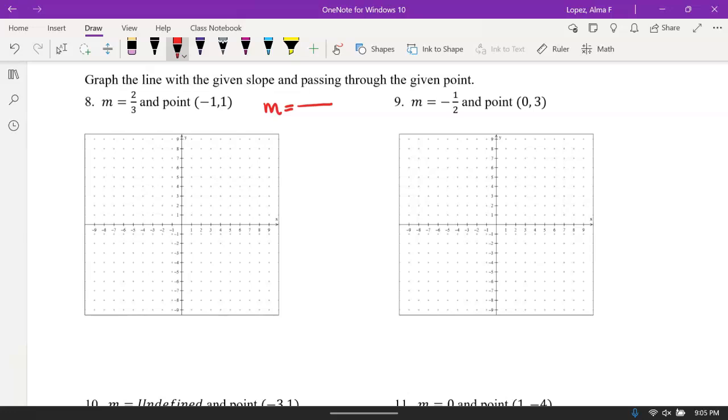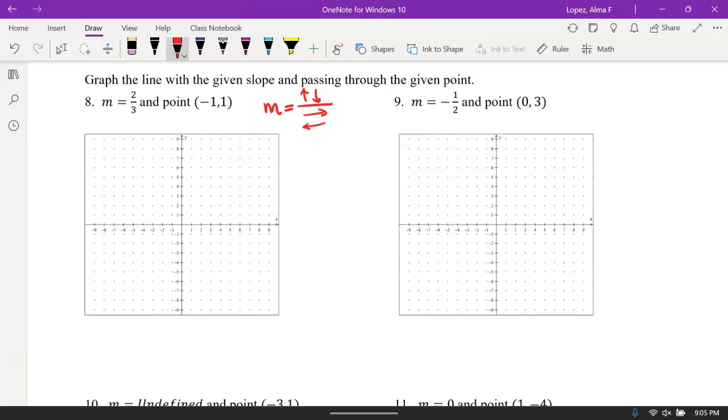The top number will tell me how to move up and down, depending on the sign. If it's a positive number, you go up. If it's a negative number, you go down. The bottom number will tell me how to move left or right. If it's positive, it goes to the right. If it's negative, it goes to the left. Don't overthink it. Now, that's our rise over run in symbol form.